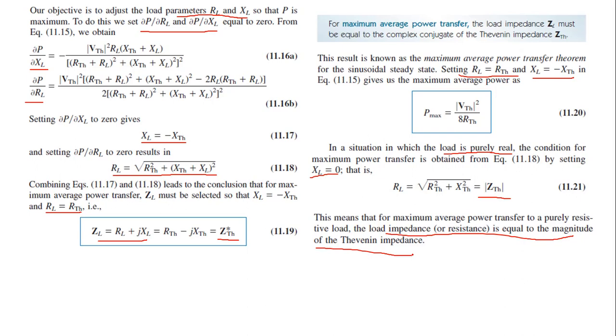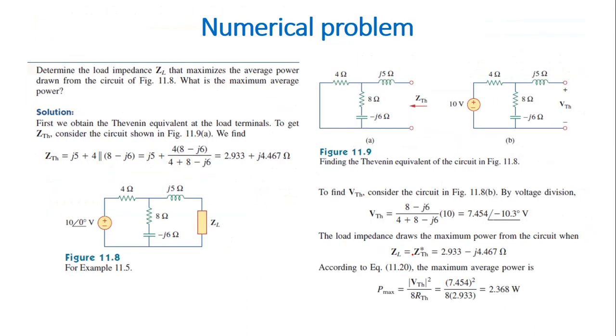So the condition for maximum average power transfer for an AC circuit is that the load impedance should be equal to the complex conjugate of Thevenin's impedance, and the maximum power, P max, is equal to modulus of VTH square by 8 RTH. Next we will see a numerical problem related to this theorem, maximum average power transfer.